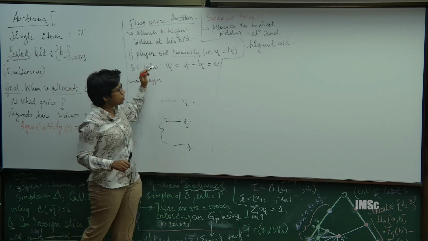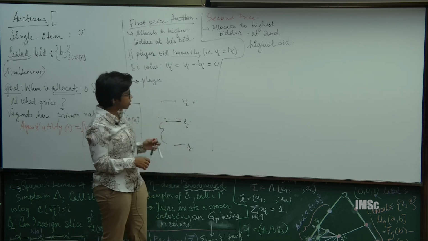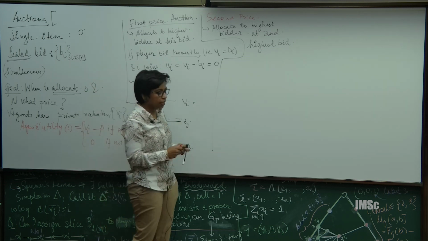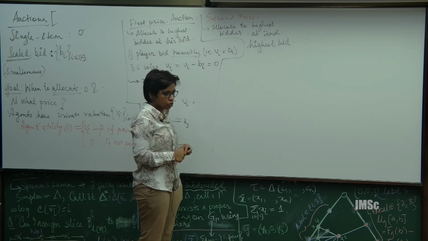How is this different? How is second price different from first price auction? Do I still have this problem? Like, how should the players now think about this auction?